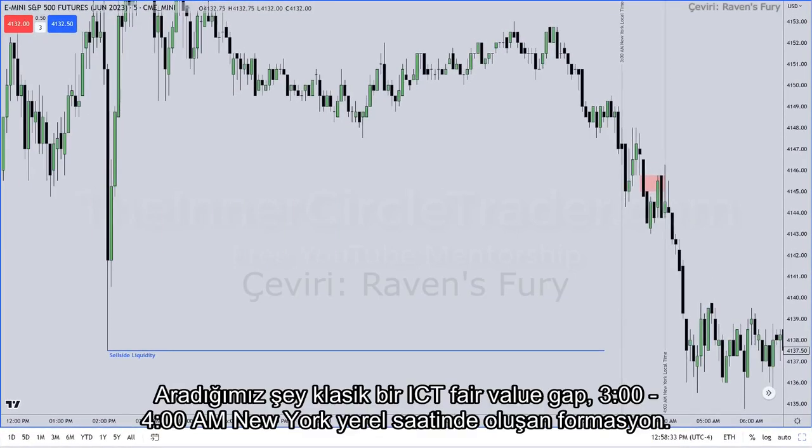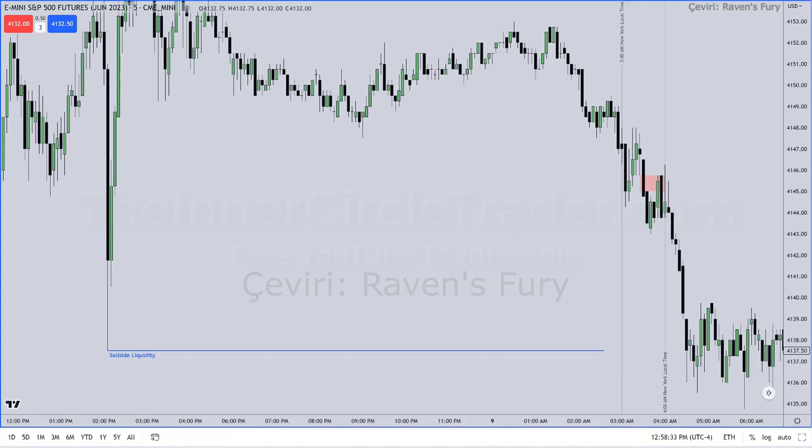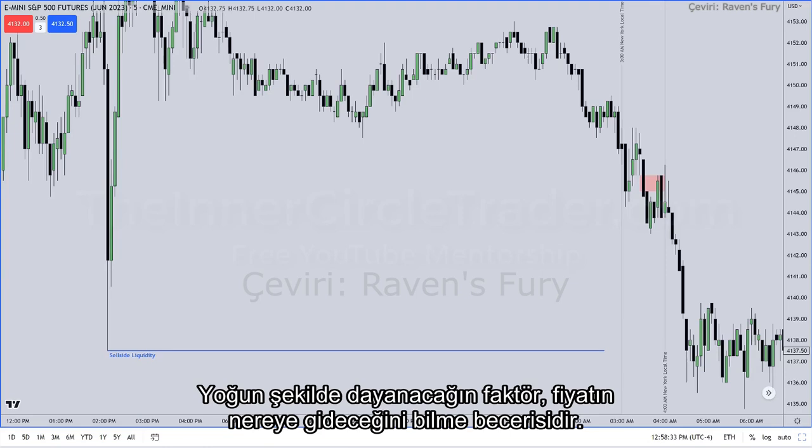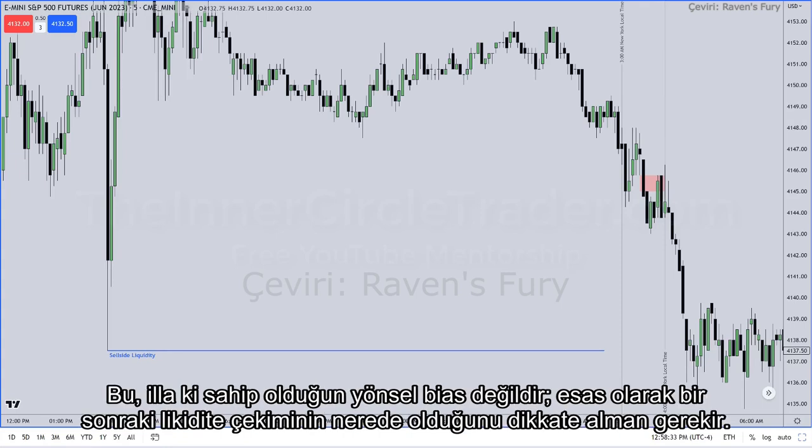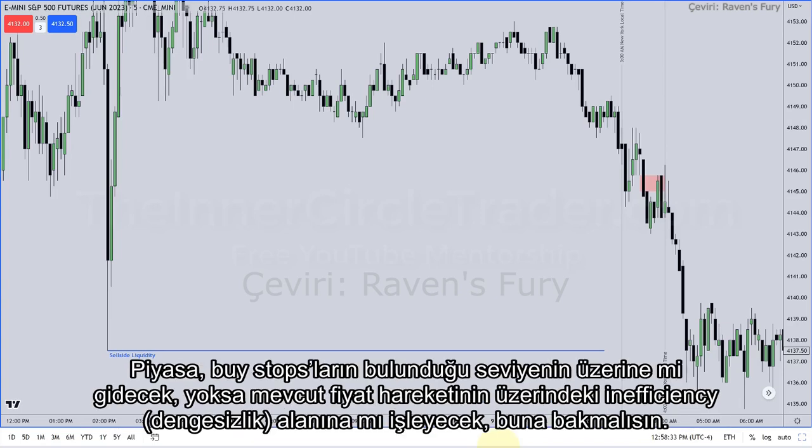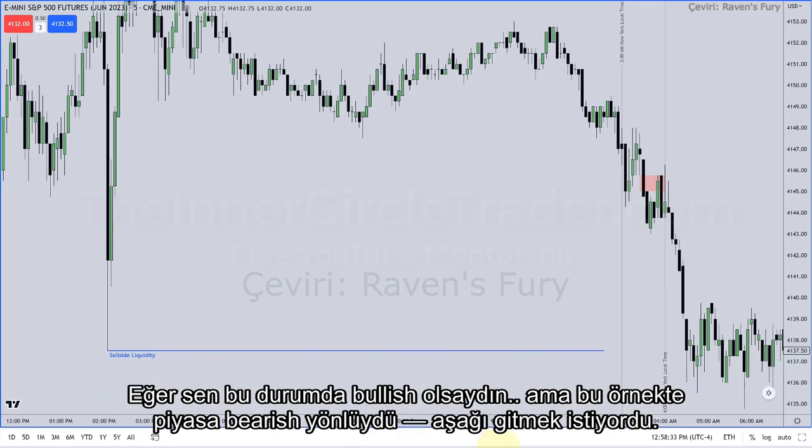So what we're looking for is a classic ICT fair value gap, formed between 3 a.m. and 4 a.m. New York local time. The factor which you are going to lean heavily on is the skill set of knowing where price is going to go. Okay, and it's not necessarily the bias. You just predominantly have to consider where the next draw on liquidity is. Is it going to go above the marketplace for buy stops or trade into inefficiency above current price action if you're bullish? In this case, the market was bearish.